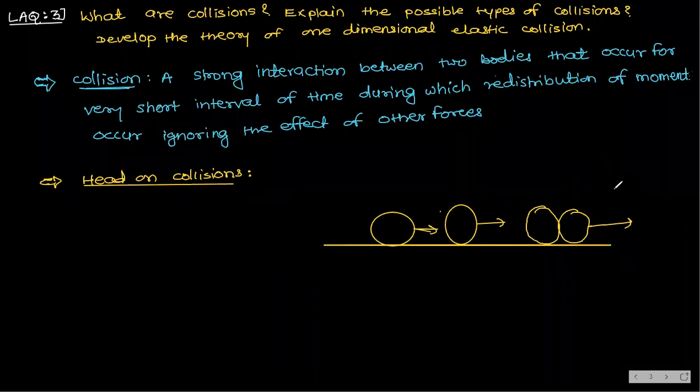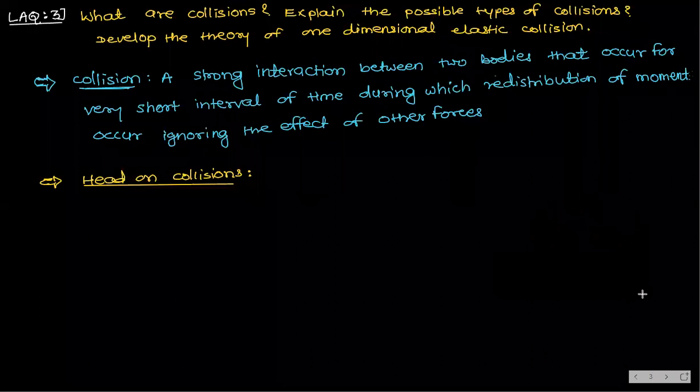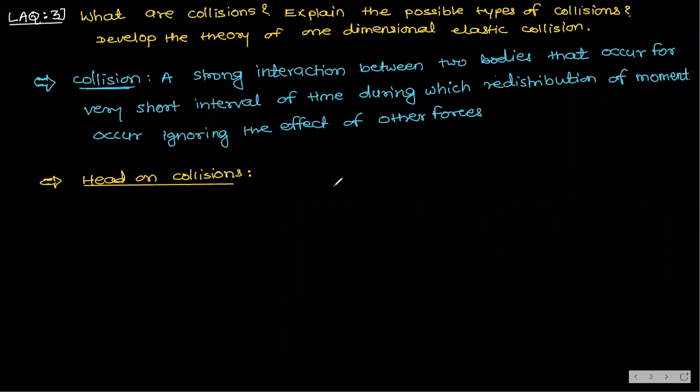Along a straight line, right? Along a straight line, that is called head-on collisions. After collision also, their velocity is in that direction only, or in a straight line, we can say, in a straight line.